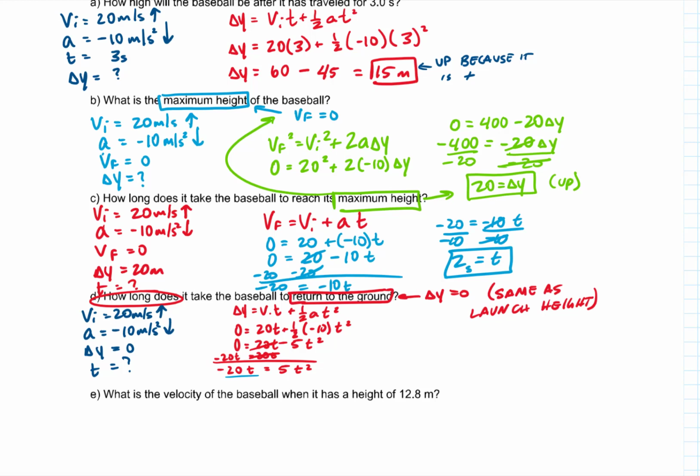Now, I want all my t's on the same side, so I'm going to divide both sides by t. But that crosses out the t's on the left side, and it crosses out one of the t's on the right side. So this leaves me with negative 20 is equal to negative 5t. Now I'm going to divide both sides by negative 5. And so that tells me the time here is equal to positive 4 seconds.